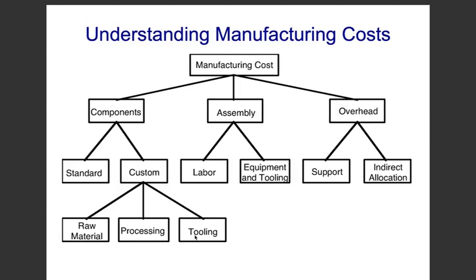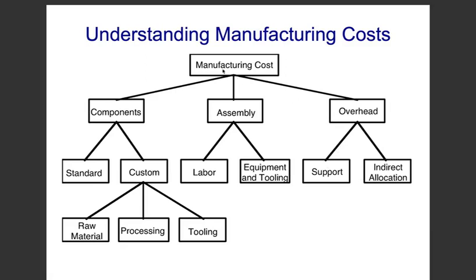Manufacturing costs actually consist of three things. The first one is the components themselves, then assembly, and the overhead. For components, we have to make sure whether it is a standard component or a custom one. For a custom component, we have to know the raw materials and how we can get the raw material from the suppliers, and the processing and the tooling system. For assembly, we have labor and the equipment and tooling. And for overhead, it is the supporting costs and indirect allocations.